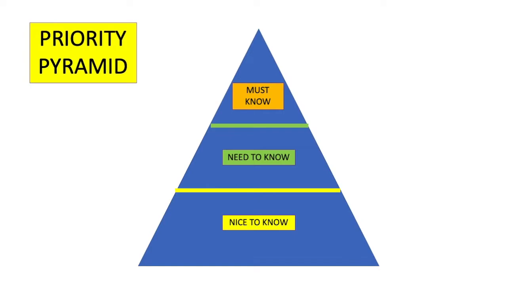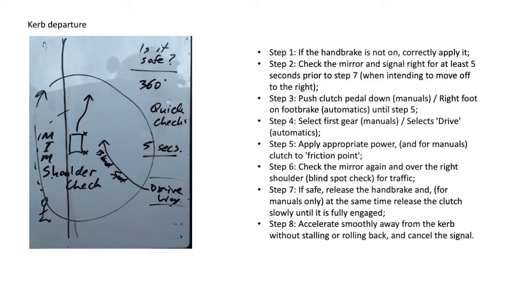The must-knows are the priority, then the need-to-knows, and the nice-to-knows. Being able to weave that information in strategically really is one of the skills of a high-level trainer.